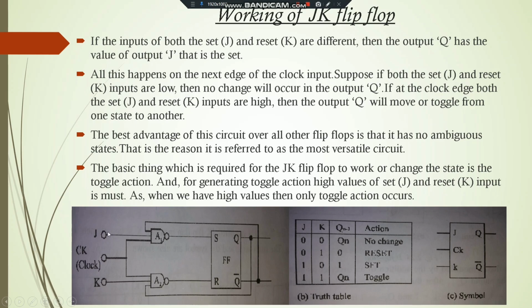If you give high voltage to both, then the output is toggle, which we will discuss in the next video. Here you have to know that high input for J means set, high input for K means reset, low input for both is no change, and high for both is toggle. This is the symbol, this is the circuit diagram of the JK flip-flop, and this is the truth table.